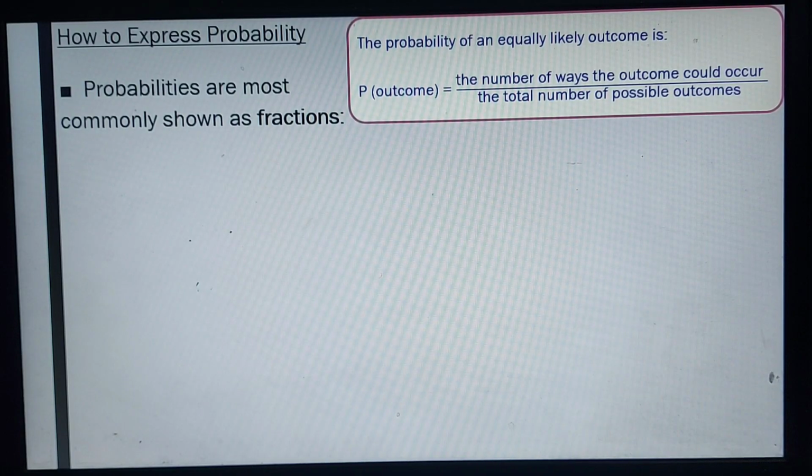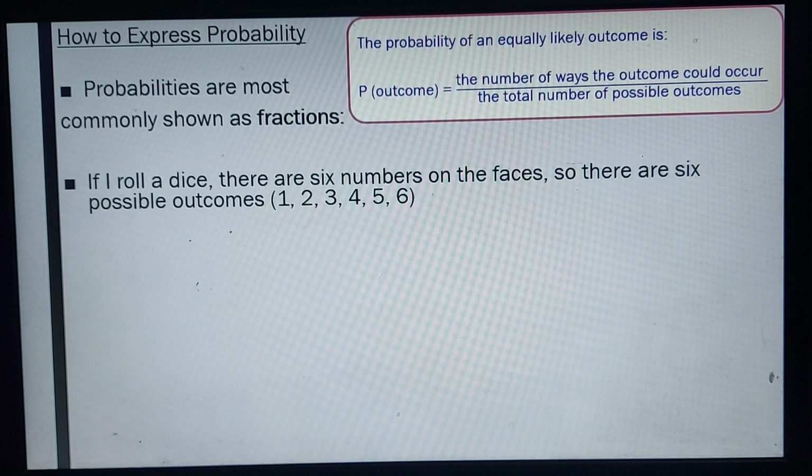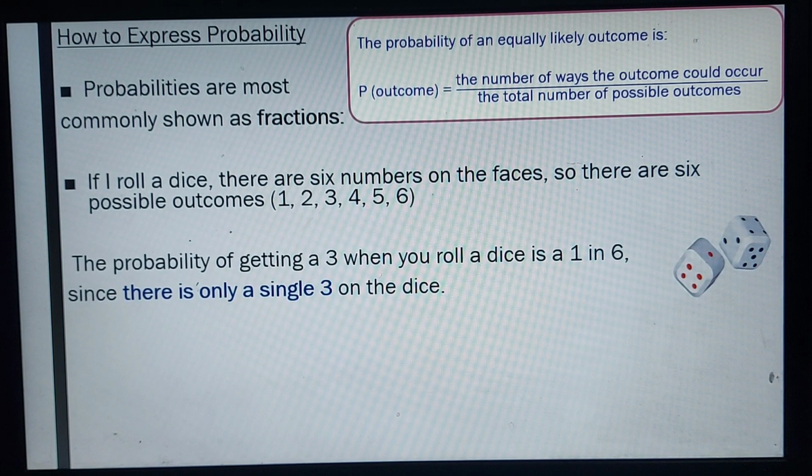So how do we express probability? The probability of an equally likely outcome is simply the number of ways the outcome could occur divided by the total number of possible outcomes. So if I roll a die, for example, there are 6 numbers on the faces, so that means we have 6 possible outcomes. So the probability of getting a 3 when you roll a dice is 1 in 6, because there is only a single 3 on a dice.